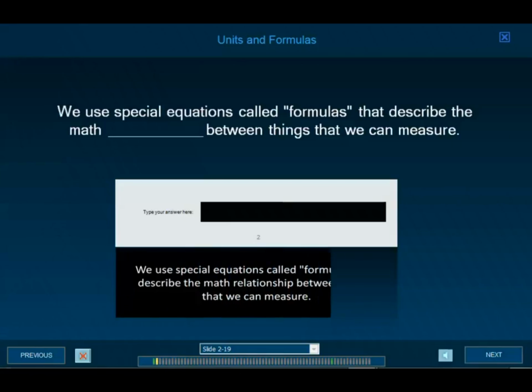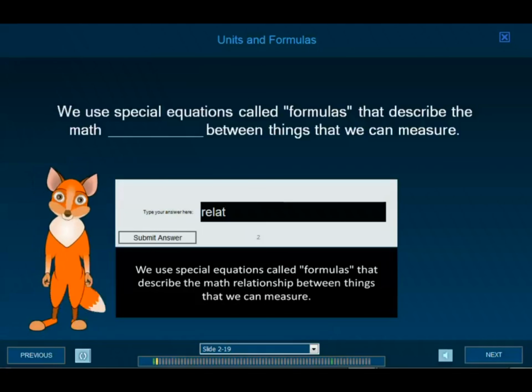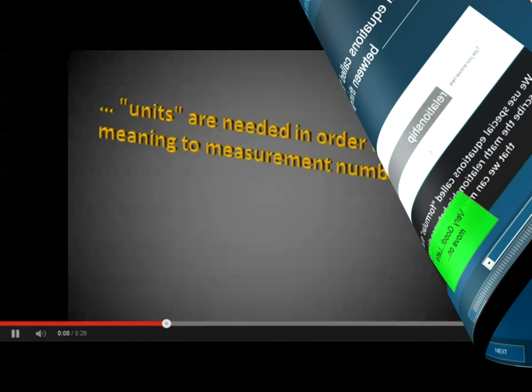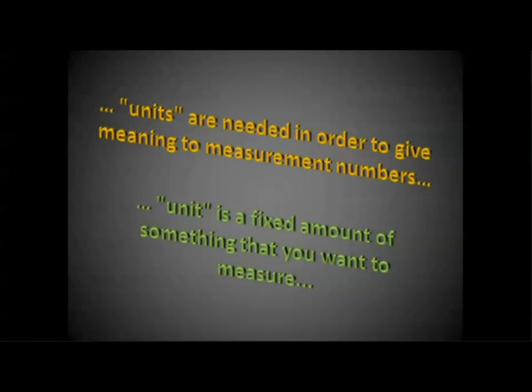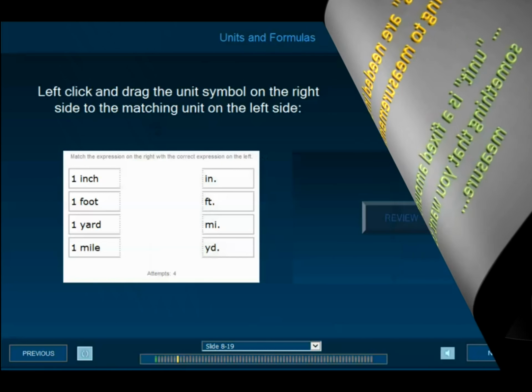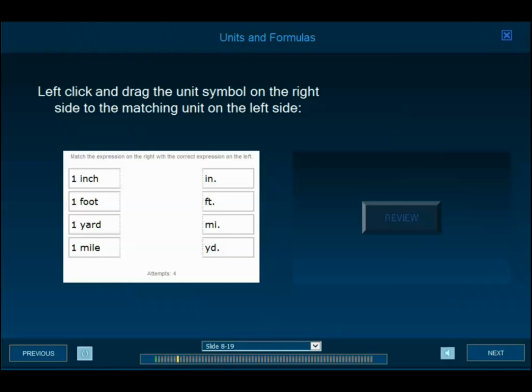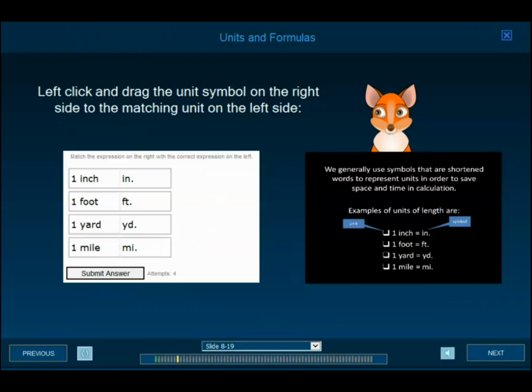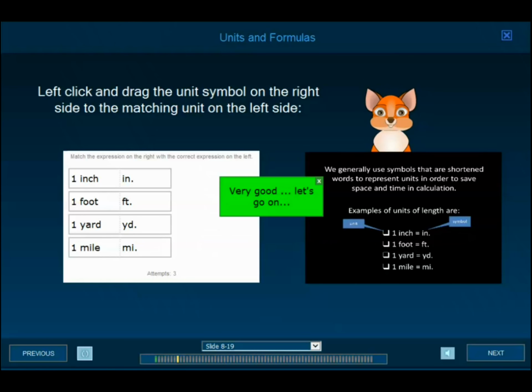Formulas describe the math between things that we can measure. Good. Formulas describe math relationships between things that we can measure. A unit is a fixed amount of something that you want to measure. Left-click and drag the unit symbol on the right side to the matching unit on the left side. You're right. Nice job.